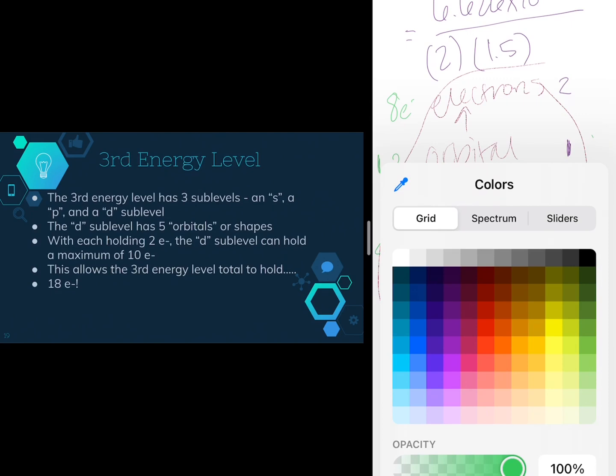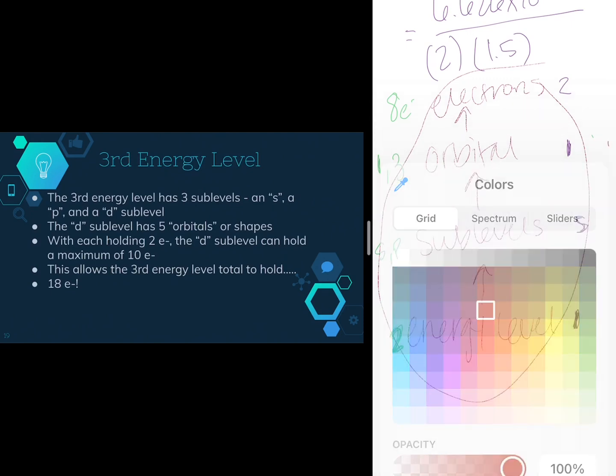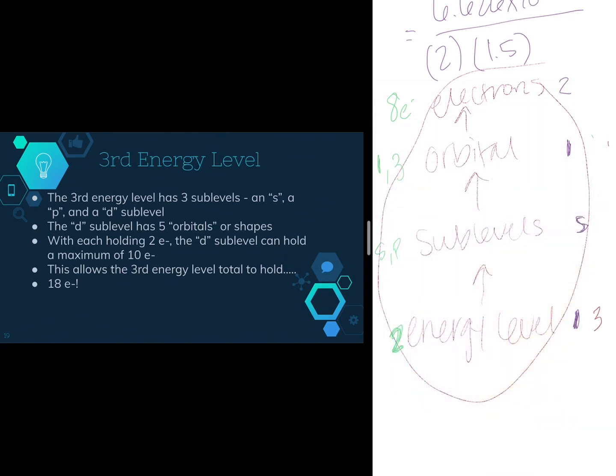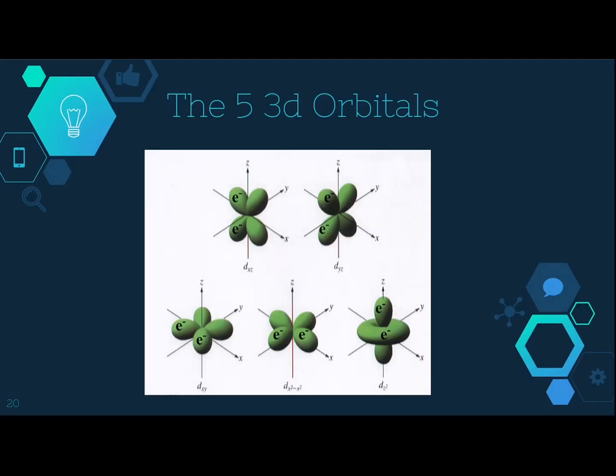Okay, so let's see, what color do I want? Maybe red. Okay, so if I'm on the third energy level, that has an S, a P, and a D sublevel, which means I have 1 orbital on S, 3 orbitals on P, and 5 orbitals on D. If I add up all my electrons, I can have 2 electrons in each of those. That gives me 18 total electrons for the third energy level.